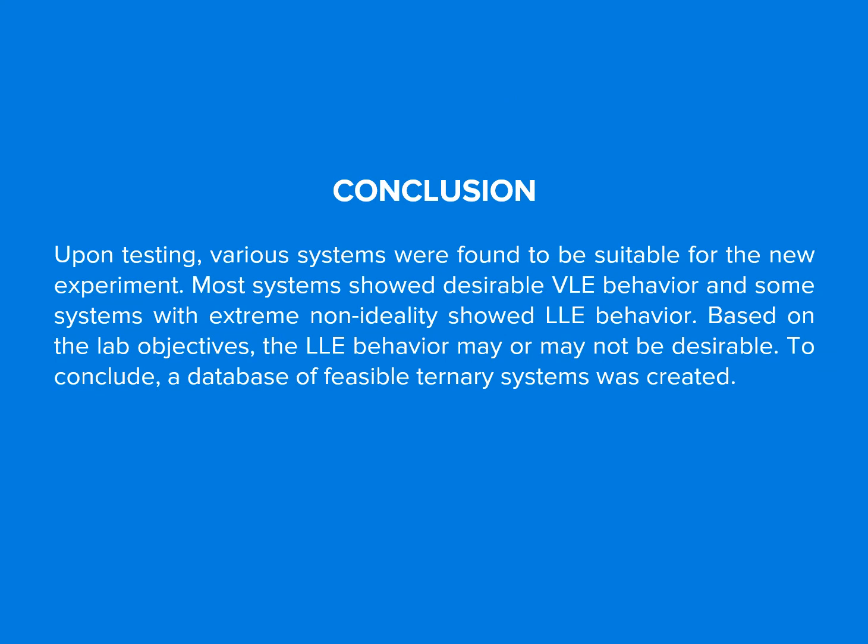For the new isothermal VLE experiment, it was really important to beta test and find out what systems would satisfy the experimental constraints. To conclude, various systems were found to be suitable for the new experiment. Most systems showed a desirable VLE behavior and some systems with extreme non-ideality showed LLE behavior. Based on the lab objectives, the LLE behavior may or may not be desirable. Hence, based on the research done, a database of feasible ternary systems was created for the experiment.